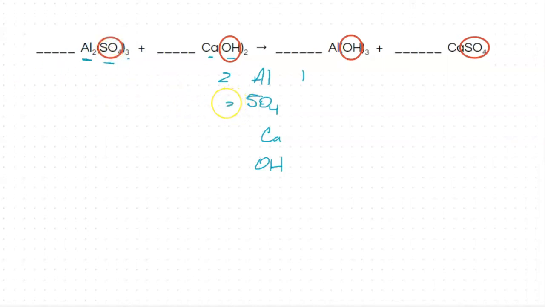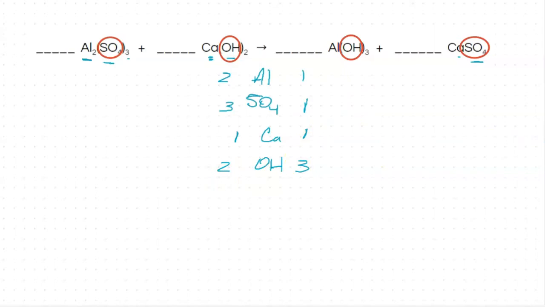So I've got 3 sulfates on the left, and on the right hand side I only have 1. So I only have 1 sulfate as a product. I have 1 calcium here on the left hand side of my reactants, and I have 1 calcium on the side of my products right here. And the last thing I look at are the hydroxides. There are 2 OH ions on the left, and I have 3 of the OH ions on the right-hand side.